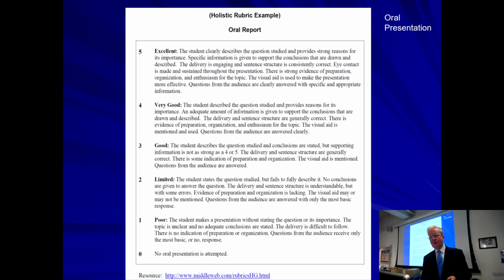This is an oral presentation. Again, notice at the bottom the source of this rubric. One would be a poor presentation without stating the question, the topic is unclear, no adequate conclusions, the delivery is difficult to follow, no indication of preparation or organisation. So pretty poor there. Up then to good: supporting information is not as strong as in the other categories. The delivery and sentence structures are generally correct. Some indications of preparation and organisation. And then at the top, you have the excellent student, who ticks all the boxes.